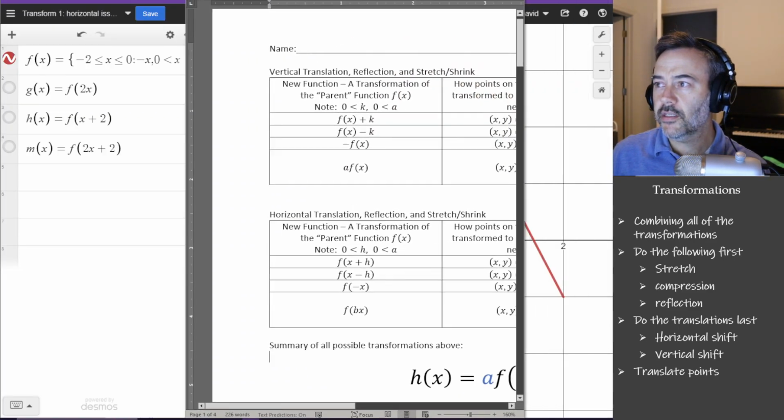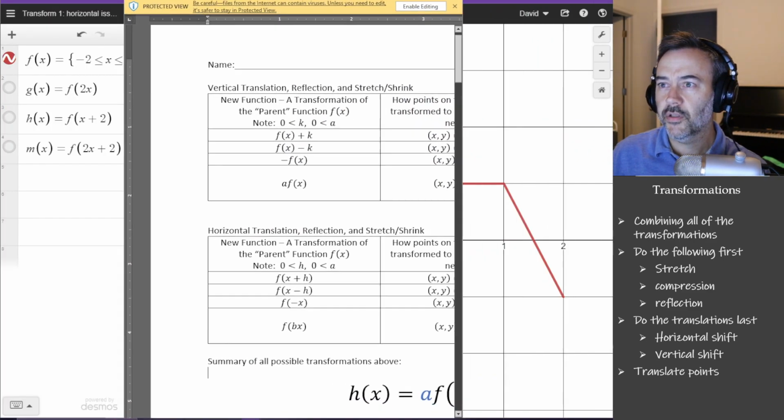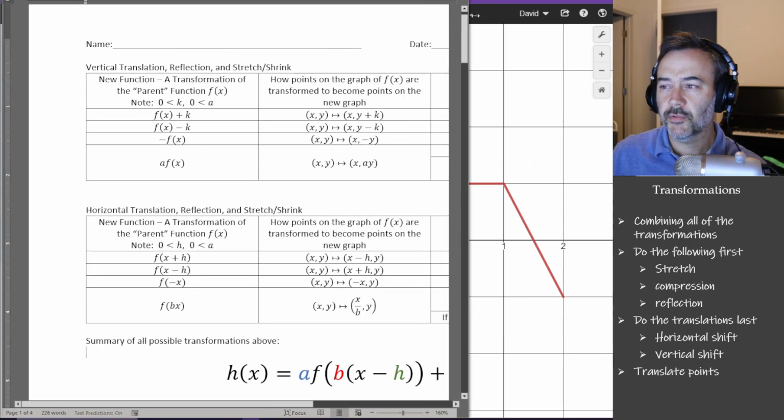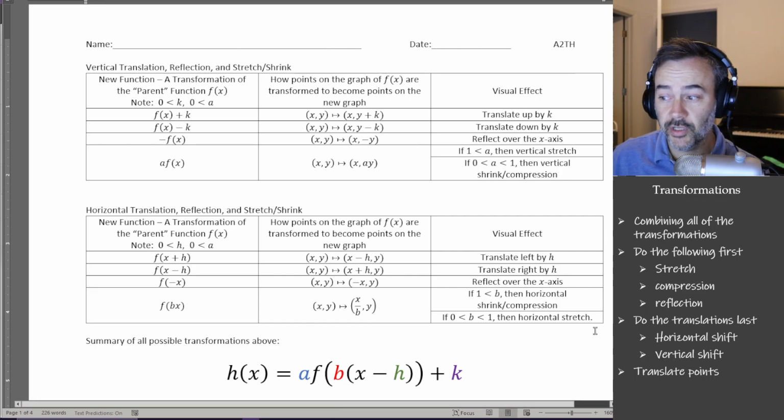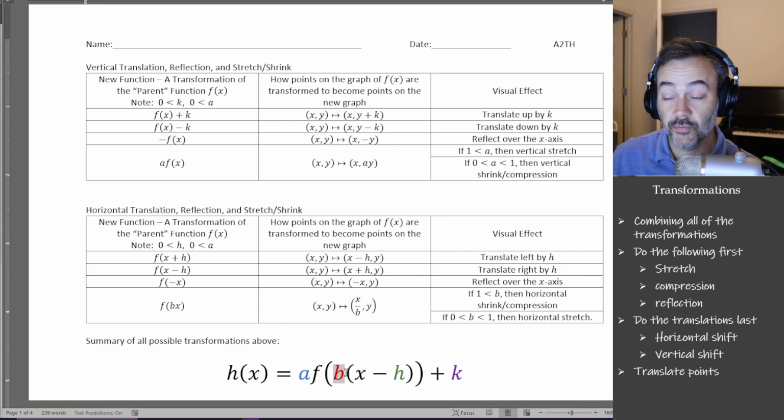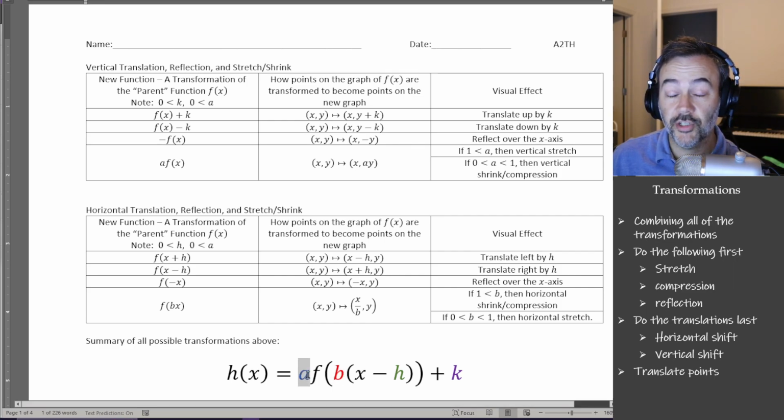Let me show you a couple different things. I'm going to show you some Desmos, and I want to show you this. This was the document that we looked at that had the summary of all the transformations you need to know. B is a multiplier, A is a multiplier. B is the horizontal stretch, compression, and reflection over the y-axis. So that's all the horizontal stuff. A is the stretch, compression vertically, and also the reflection over the x-axis, so a vertical reflection.